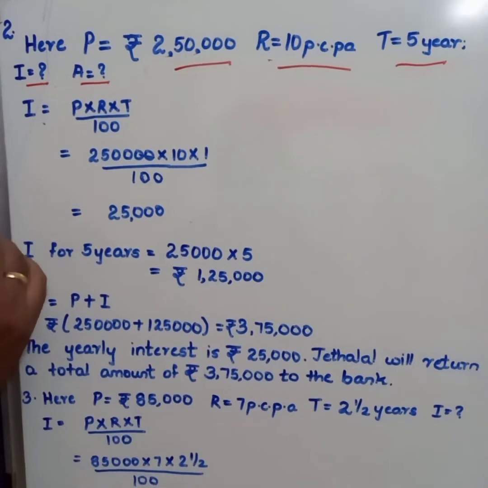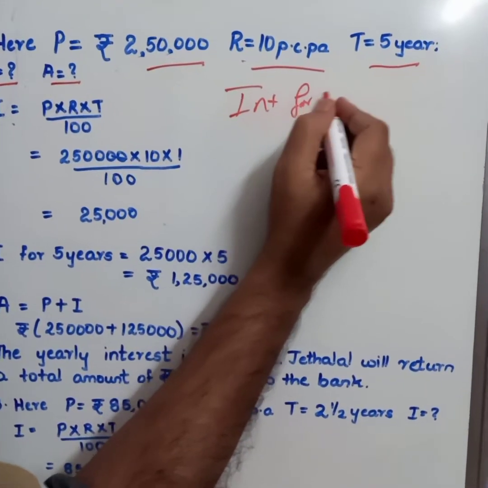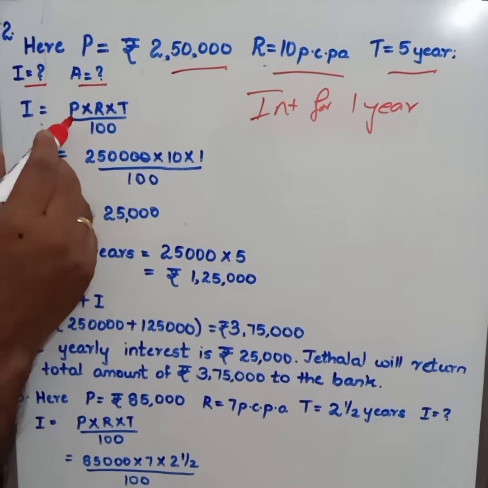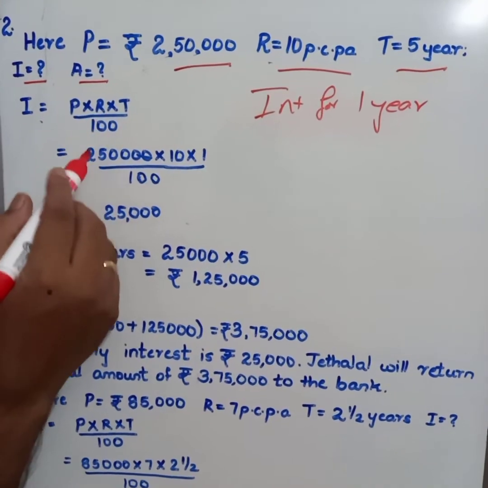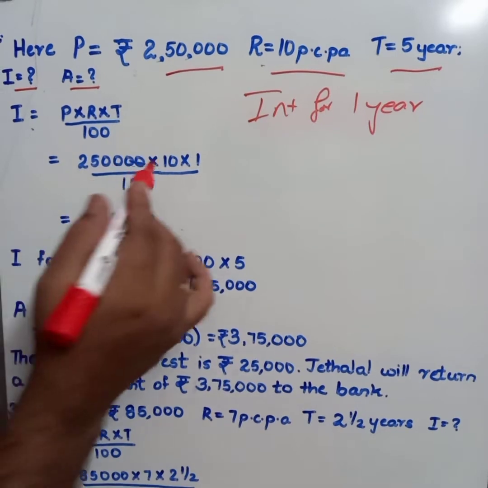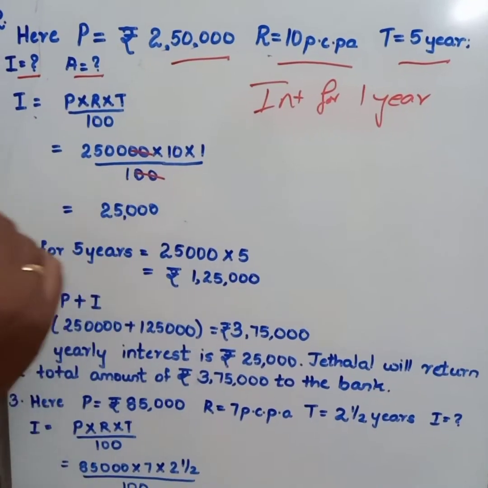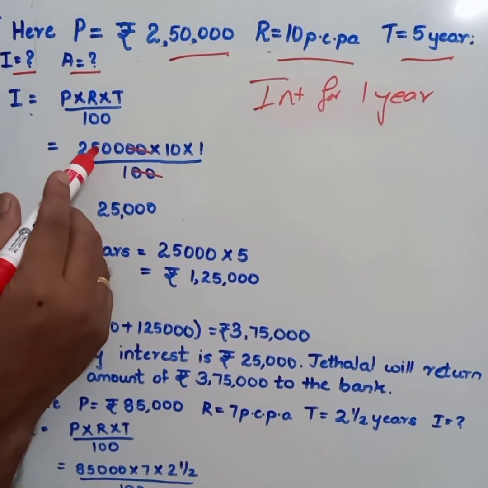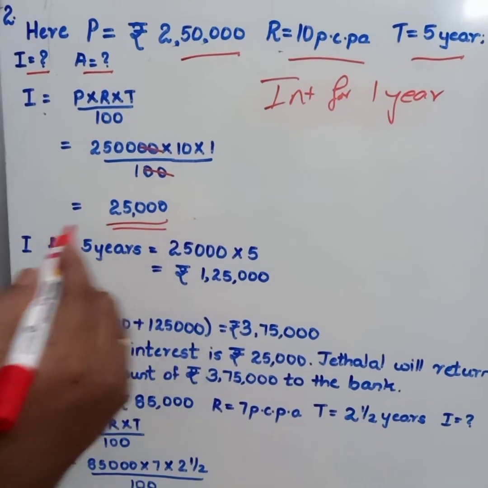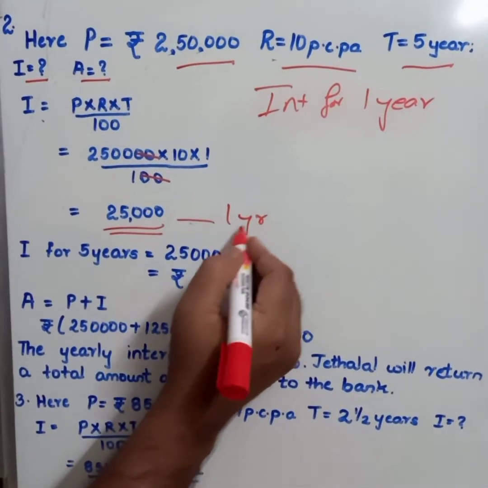First we'll find interest for 1 year. So that is I is equal to P into R into T upon 100. 2,50,000 into 10. We are finding interest for 1 year, so we are taking 1 year upon 100. 2 zeros cut. 2,500 into 10, that comes up to 25,000. So 25,000 is the interest for 1 year.